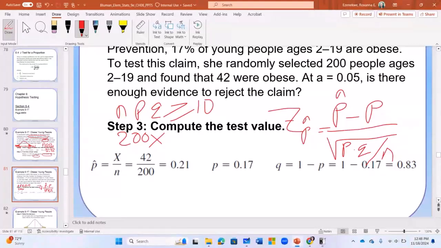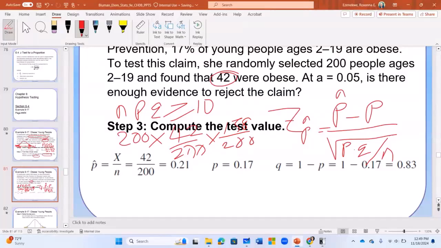Over 200 is 42. See, this value is x over 200. But that's what I'm trying to multiply here. So I have 42 over 200. And the failure is 200 minus 42, which is approximately 158. So 158 over 200.